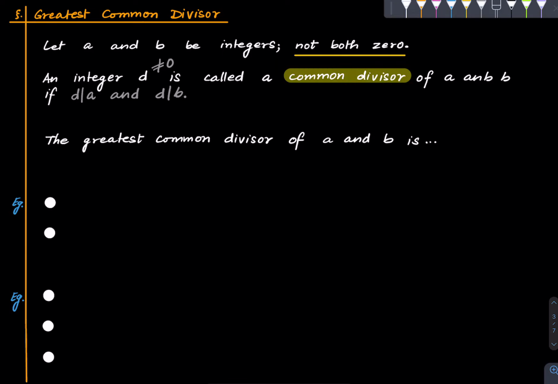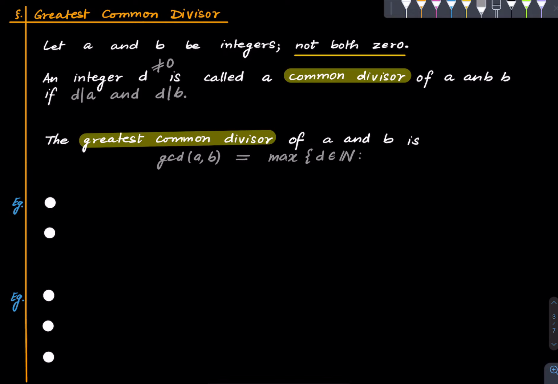All right. And the greatest common divisor of a and b, we write it as GCD(a, b) and define it as the maximum of all those positive integers which are common divisors. I could have just written integers here and that wouldn't change anything. But anyway, when I say max, I need to justify that this is a bounded thing.